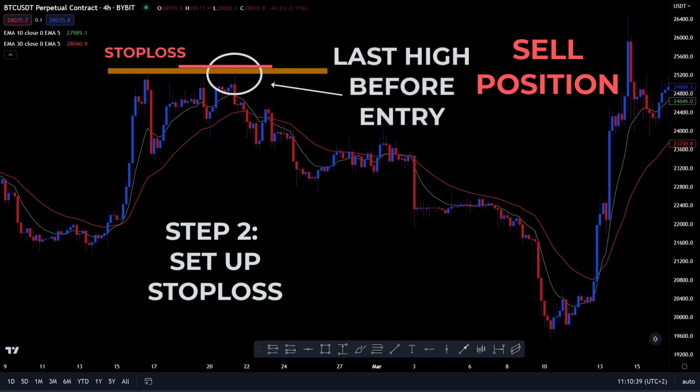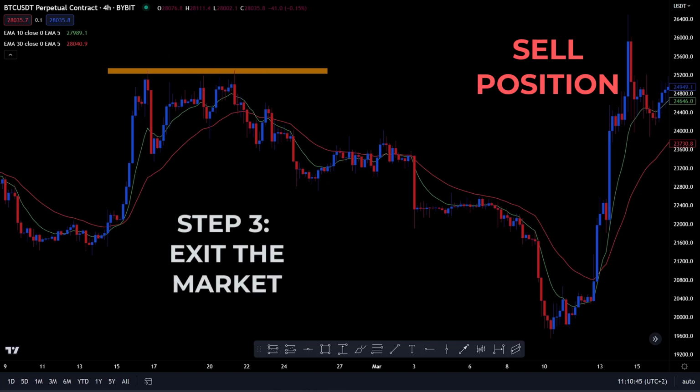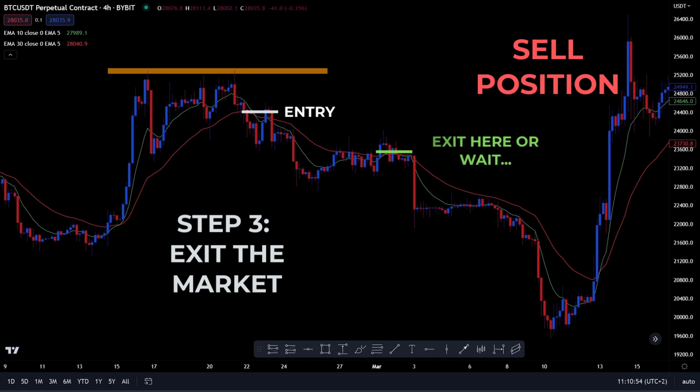After we have set up our stop loss level, we wait patiently for the next crossover of the green and red line. As we can see, this happens almost but not quite on a certain moment. Whenever the crossover is not clear, we can decide to either wait and keep our position or exit the market. In this case, I opted to wait and got rewarded with more profit.